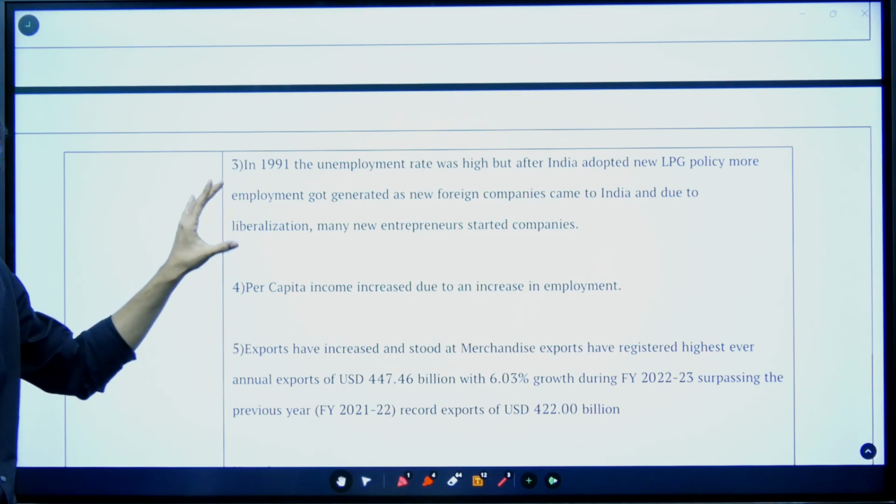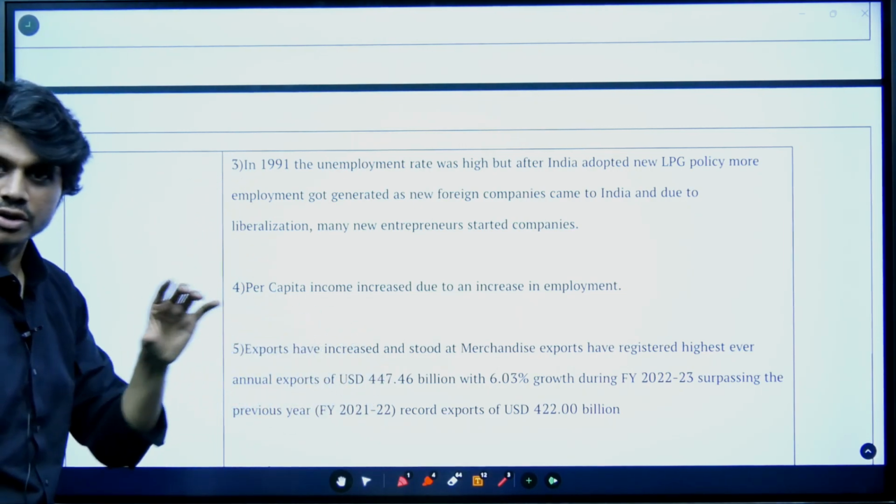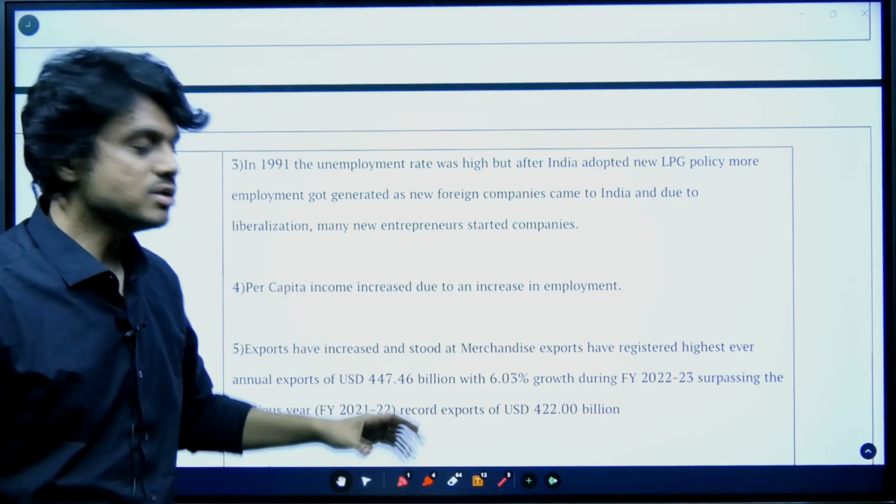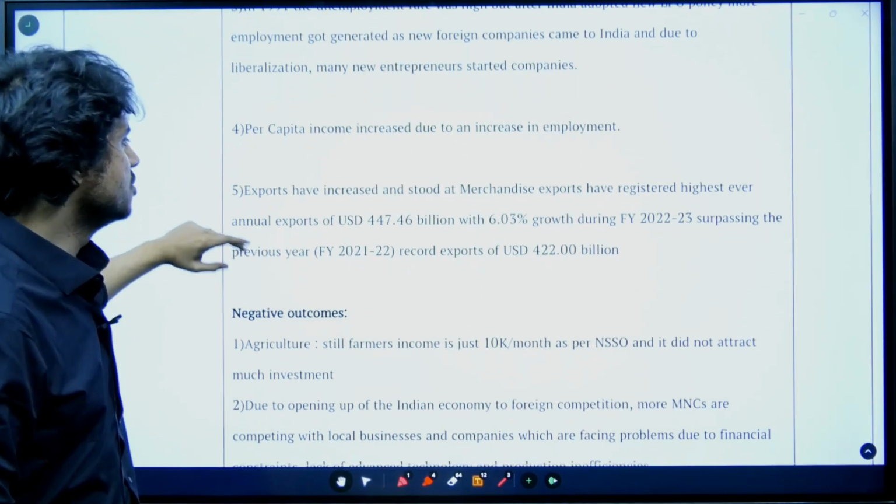Okay, these are the 5 points. It does not mean that these are the only 5 points. You can bring more using your innovation. So how these 5 points can be introduced.